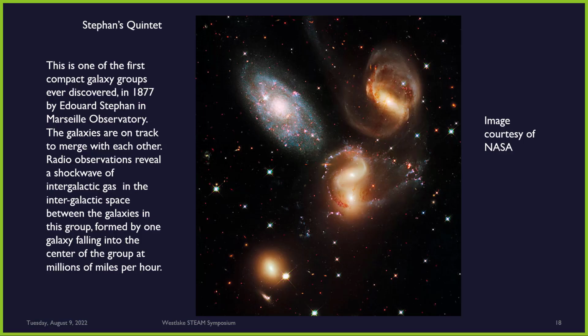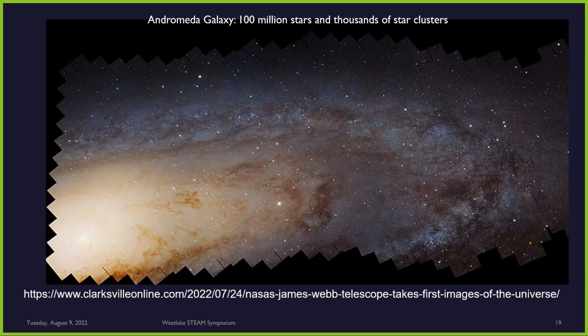This is one of the first compact galaxy groups ever discovered in 1877 by Edward Stephan in Marseille Observatory. The galaxies are on track to merge with each other. Radio observations reveal that there is a shock wave of intergalactic gas in the intergalactic space between the galaxies in this group, formed by one galaxy falling into the center of the group at millions of miles per hour. This is the Andromeda Galaxy. This contains 100 million stars and thousands of star clusters.